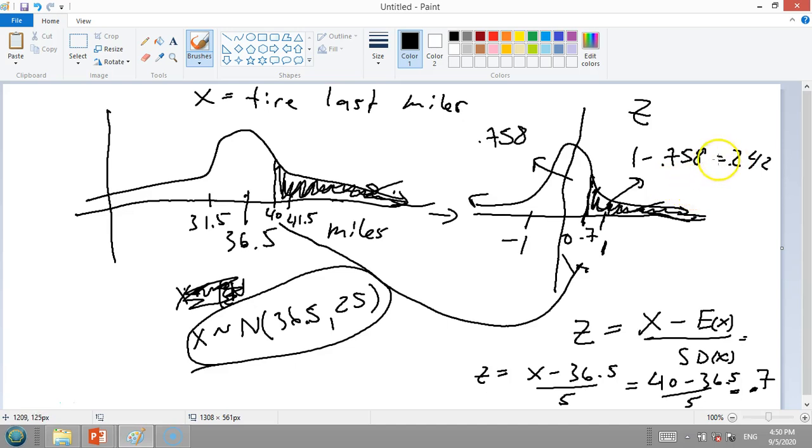So about a 25% chance I'll get a tire that lasts more than 40,000 miles. So this area should also be 0.242, right? Or I get again a 24.2% chance I'll get a tire that lasts more than 40,000 miles. Okay?